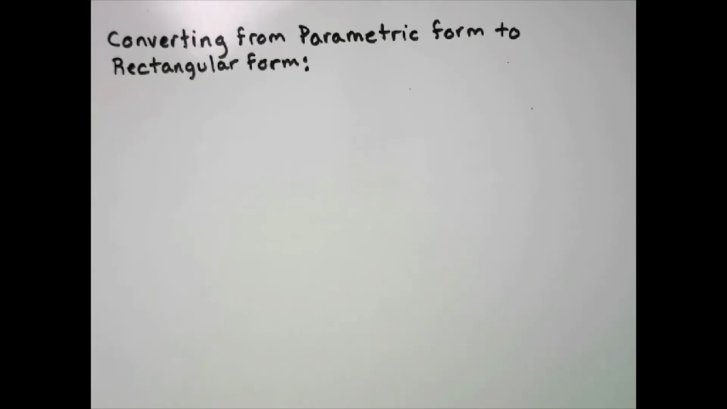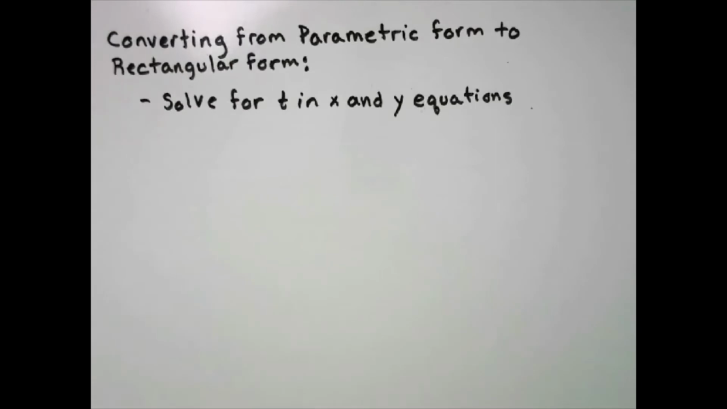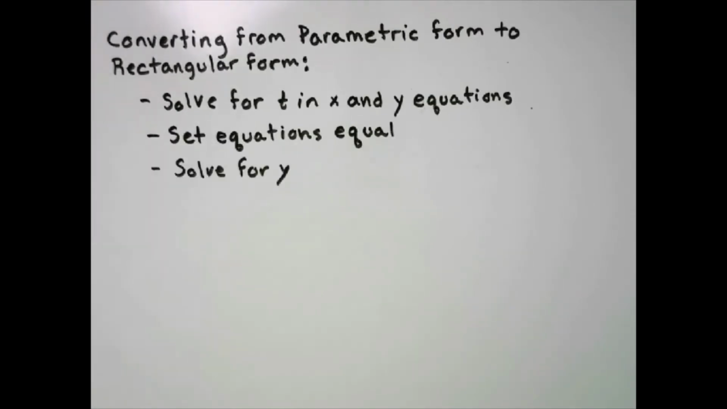Okay, now I'm going to show you how to convert from this new parametric form to our old-fashioned rectangular form with just x's and y's. First step is to solve for t in both of the x and y equations. Once you have them both solved for t, you'll set the two equations equal to each other. And lastly, we will solve for y if possible.